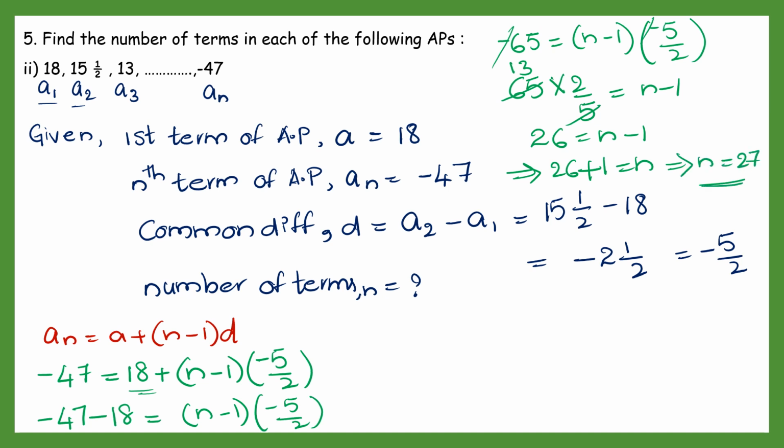So we got the number of terms of the given arithmetic progression. n is equal to 27. This is the answer.